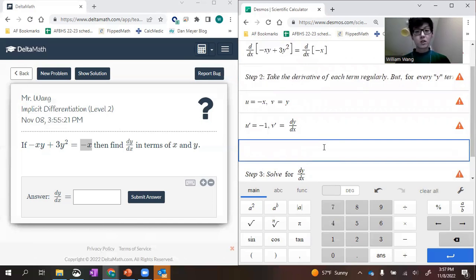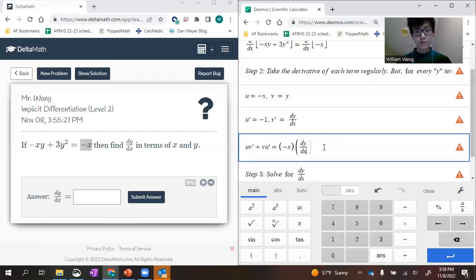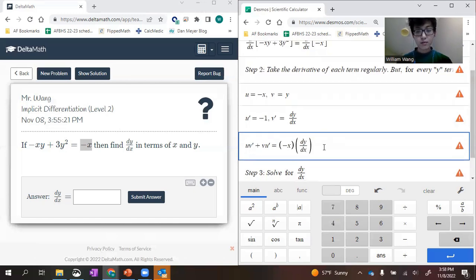All right, so let's just plug this into my product rule formula then. My product rule formula is uv prime plus vu prime. Whoops, vu prime. All right, so I plug it in. uv prime, that's going to be negative x times dy over dx plus vu prime. Vu prime would be y times negative 1. So I guess I can write that all out. Y times negative 1. Cool.